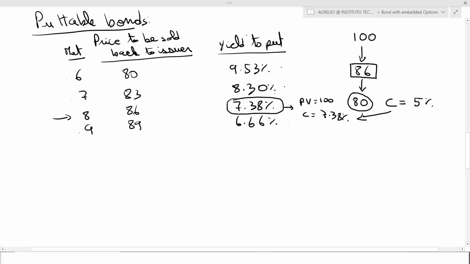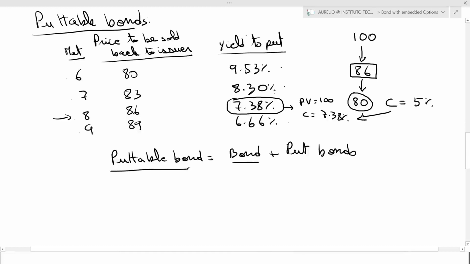One final remark: a puttable bond is equal to a regular bond plus a put option. So in this case, the puttable bond is going to be more expensive than the regular bond. Why? Because you are the holder of a put option. Why? Because you can sell back the bond to the issuer given certain conditions.